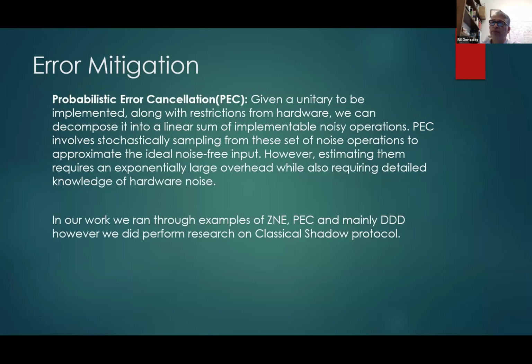Another one we looked at was probability error cancellation, and there's a quick description. We did some examples using this technique, but didn't dive too much into it. We mainly use ZNE, a little bit of PEC, and then towards the end, we were mainly utilizing DDD against the Grover A plus B equals 2. We also did some research on Classiq shadow protocol, which allows for error mitigation, maybe against probability distributions.